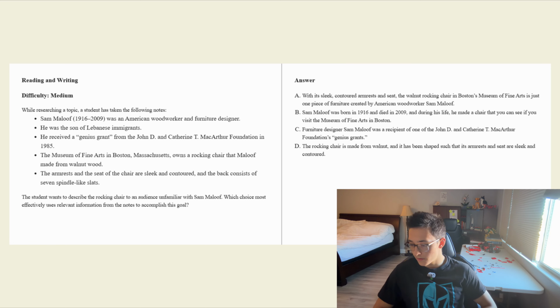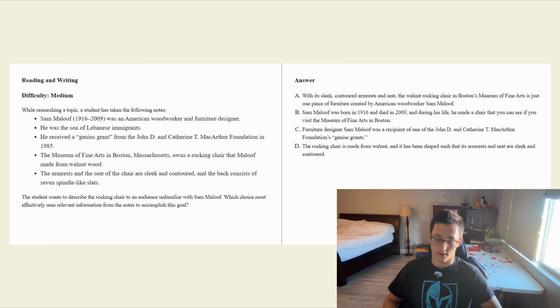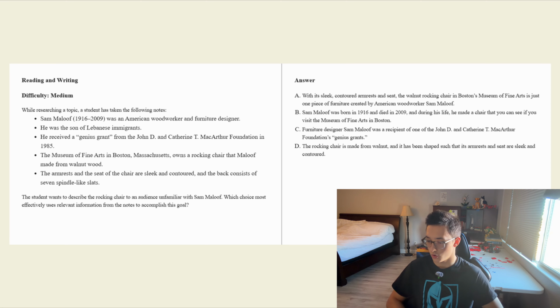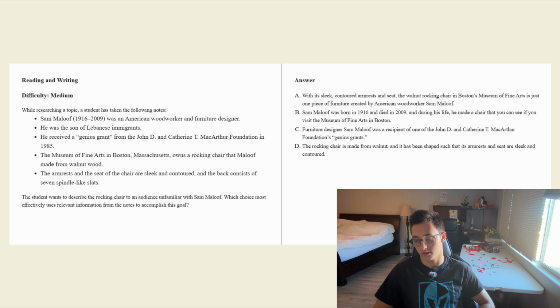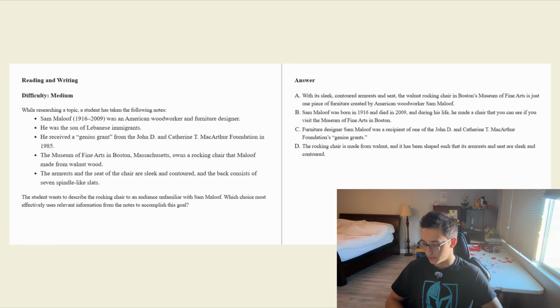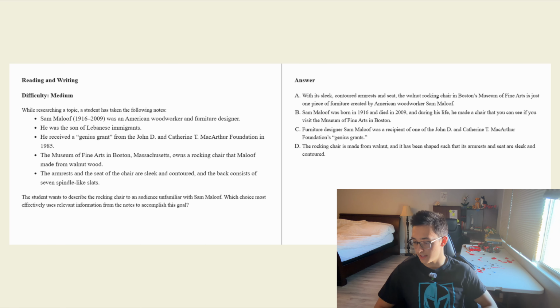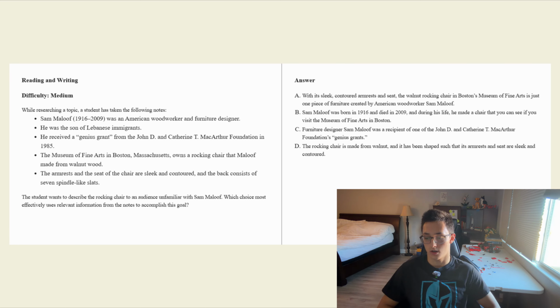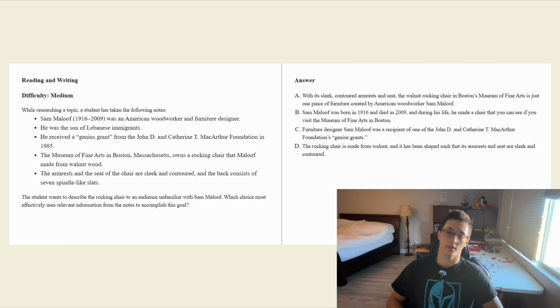C says, furniture designer Sam Maloof, so there's the unfamiliar, so that works, was a recipient of one of the John and Catherine Foundation's Genius Grants. Where's the rocking chair? We don't even talk about the rocking chair there, so that can't be right. D says, the rocking chair is made from walnut and it has been shaped such that its armrests and seat are sleek and contoured. That's a great description of the rocking chair, but the audience is unfamiliar with Sam, and Sam isn't even mentioned, so that can't be right. So we know A is our correct answer there.